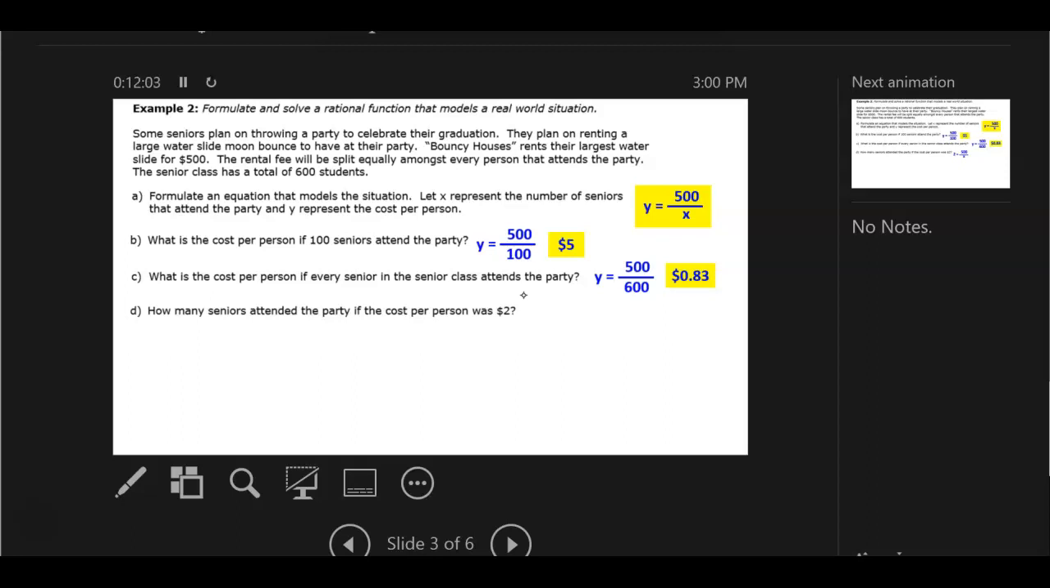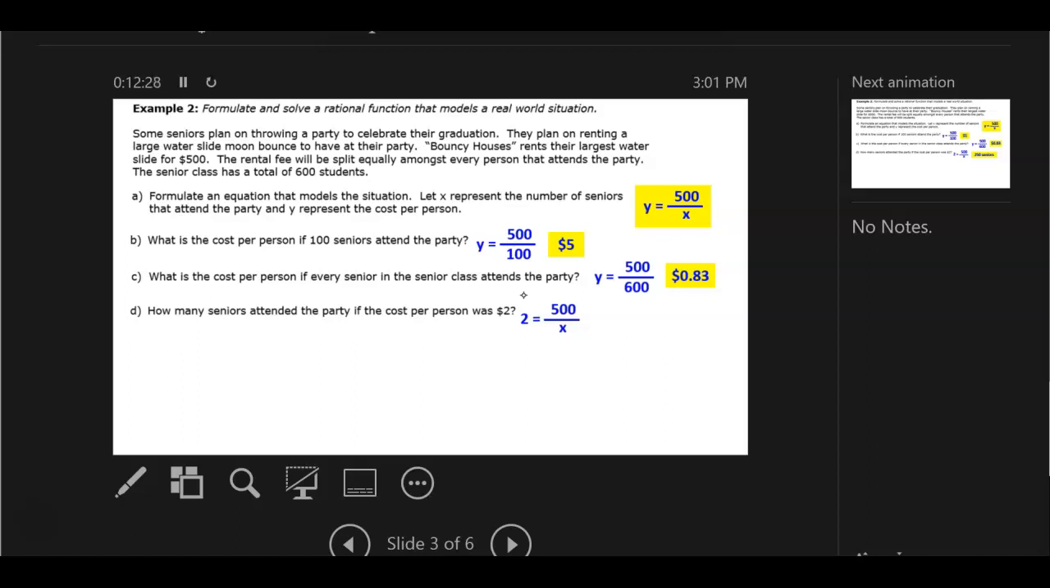So what we're going to do is take that original equation and plug in $2 into the Y, not the X. Okay, because $2 per person, Y is cost per person. So this is what it's going to look like. 2 goes into Y, so it's actually 2 equals 500 over X.